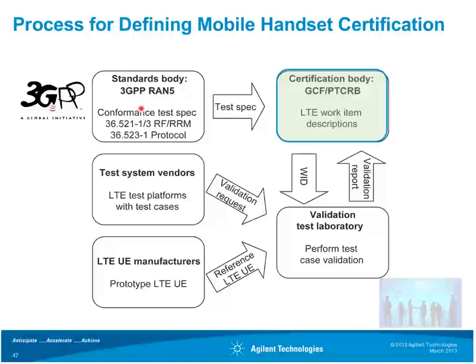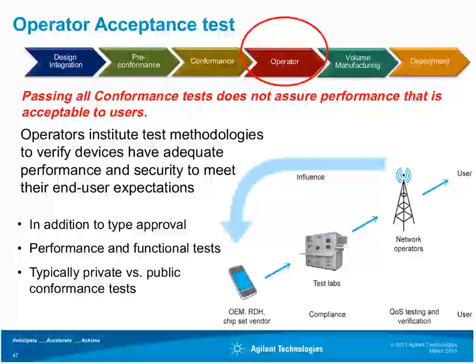The test laboratory submits a validation report to the relevant certification body for approval, which then enables the test system to be used to certify any UE. So when sufficient tests in a work item have been validated, and it's usually about 80%, the certification body declares the work item active and UE certification begins.